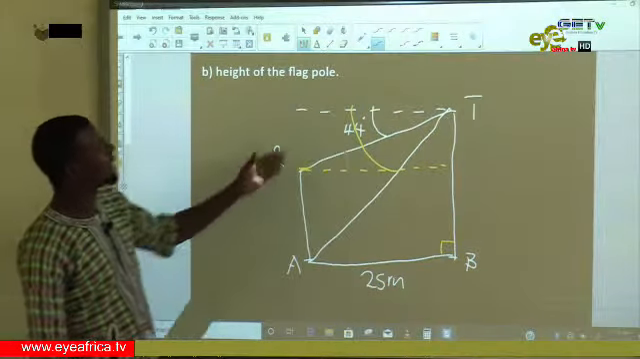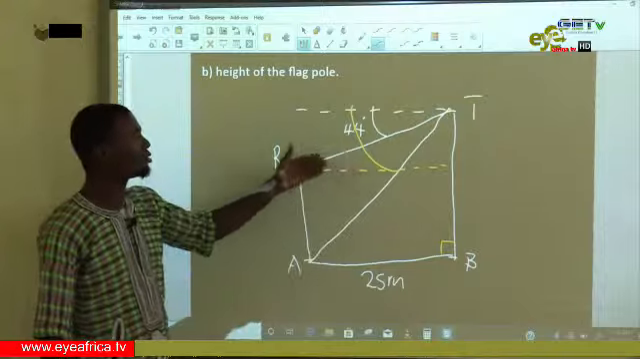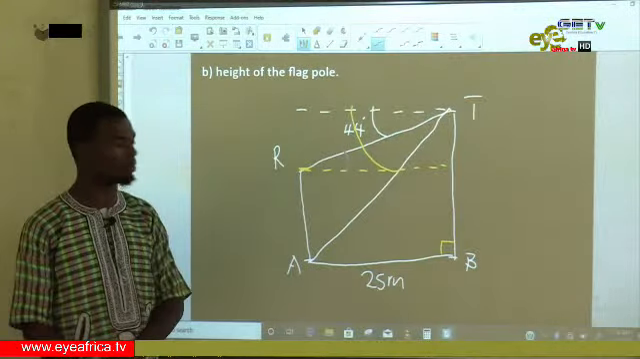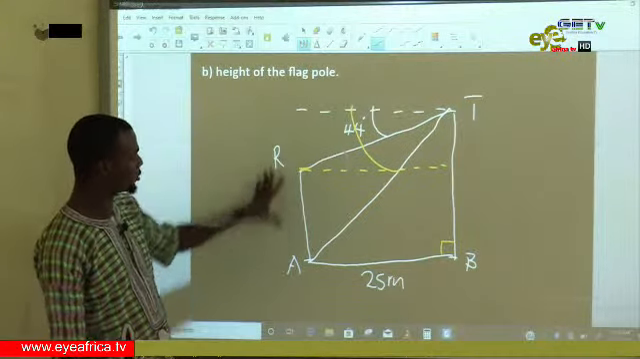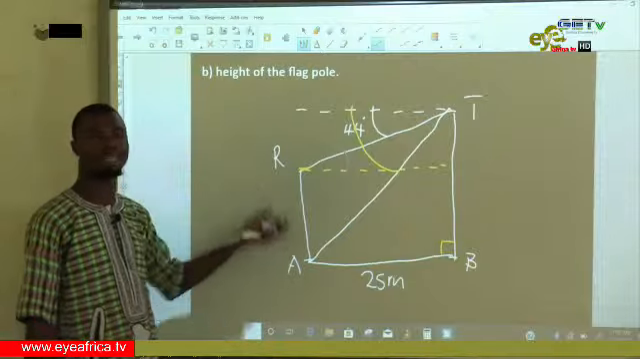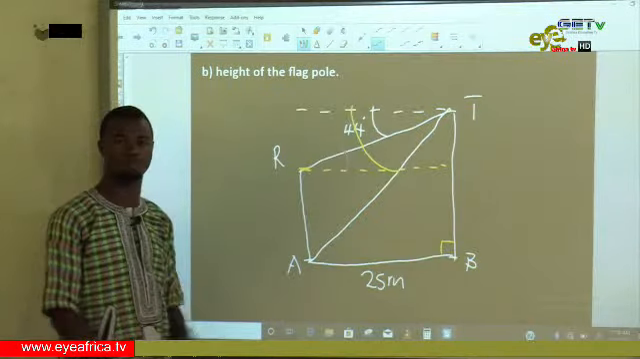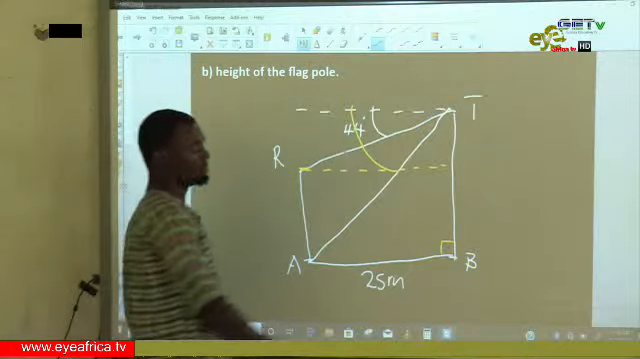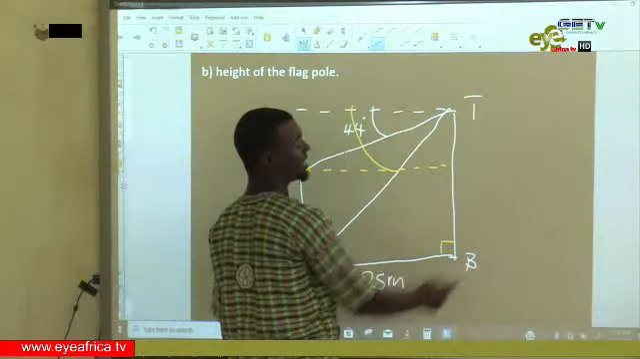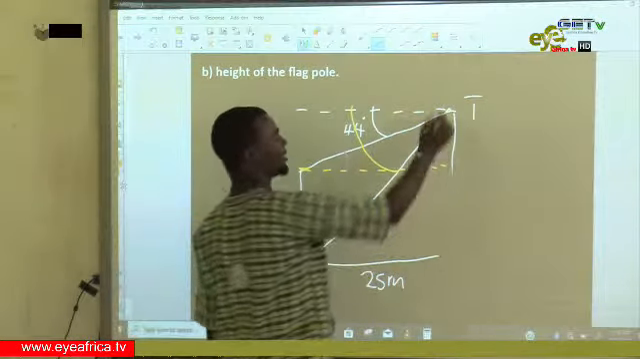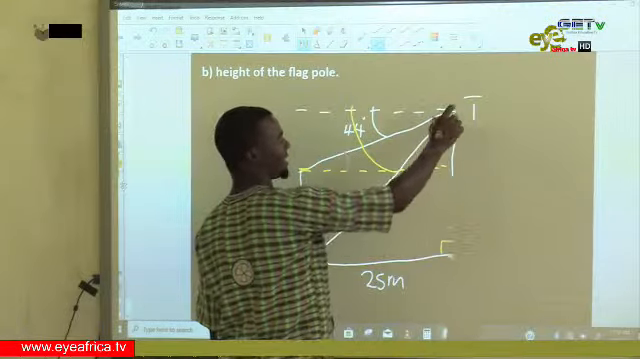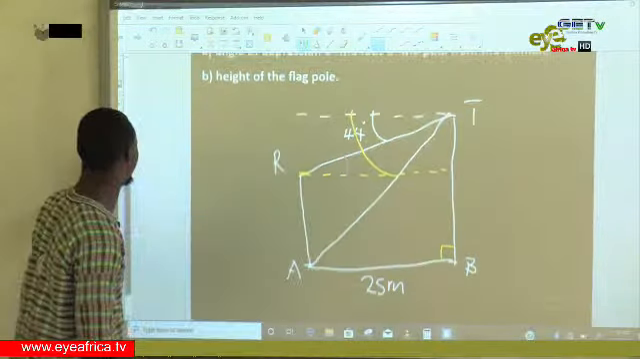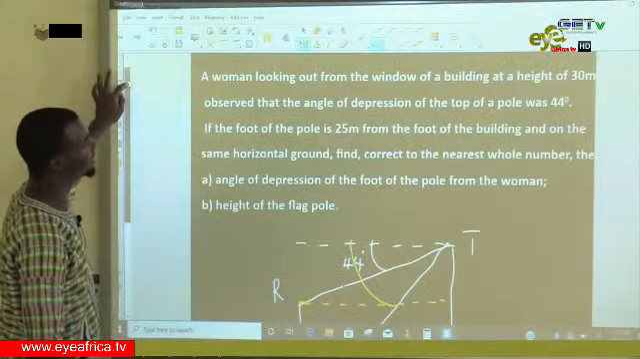So we are asked to find the angle of depression from the woman to the foot of the pole. We have the pole as we have it. The pole now is AR. I told you before the foot of the pole is A and the top of the pole is R. The base of the building is B, and the window where the woman is at the building is labeled T. That distance is given in the question.